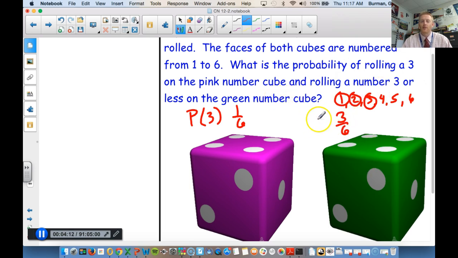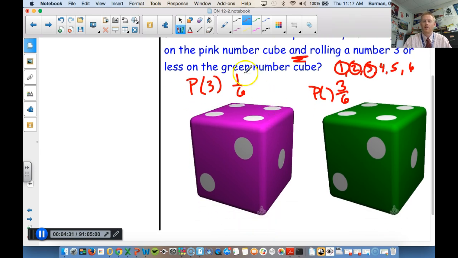So our question is asking us, what is the probability of rolling a 3 on the pink, and, very important word, and rolling a 3 or less on the green? So we have to multiply 1/6 and 3/6 together because we're multiplying two compound events. So 1/6 times 3/6 gets us to the answer of 3/36, which simplifies to 1/12.